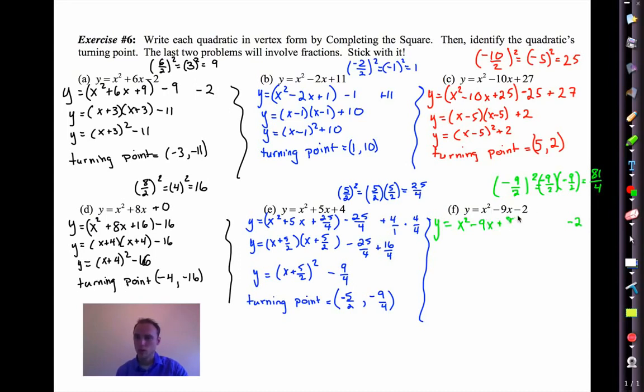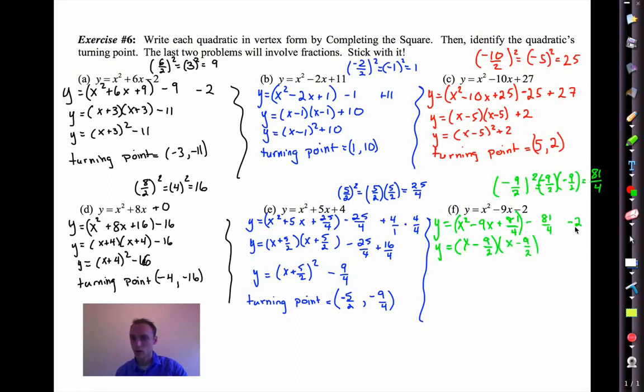So I'll add 81 over 4, subtract 81 over 4, and get all this stuff in parentheses. So just like the last one, well, I want to find two things that multiply to 81 over 4 and add to negative 9. Once again, they're right here. So this will give me x plus, or I'm sorry, x minus 9 halves, and x minus 9 halves.